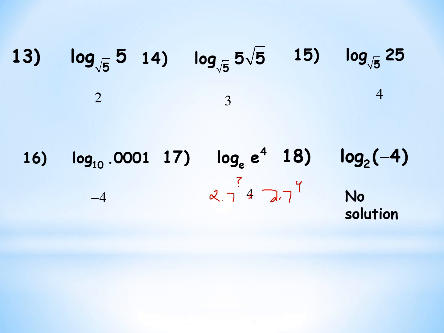And there's no power that will give me a negative number here. It's saying 2 raised to what power will give me negative 4. Well, there's no power that will make this negative, so your answer would have to be no solution.